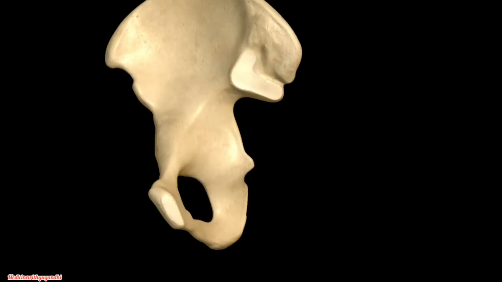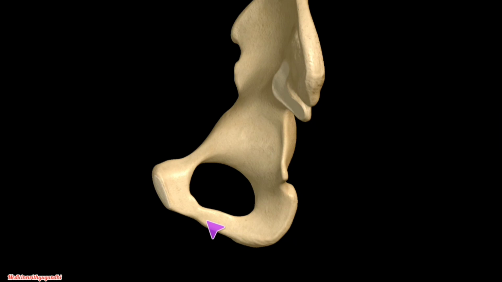Then coming to the posterior surface. So this is the posterior surface of the inferior ramus of the pubis. It is continuous with the posterior surface of the body of the pubis above, and it is also continuous with the posterior surface of the ramus of the ischium below. This inferior ramus of the pubis is divided into three areas by two blend regions. One is the medial area, the next one is the intermediate area, and the next is the lateral area.